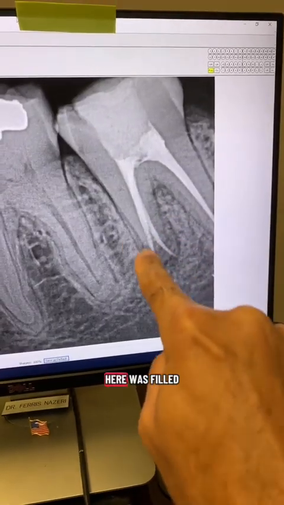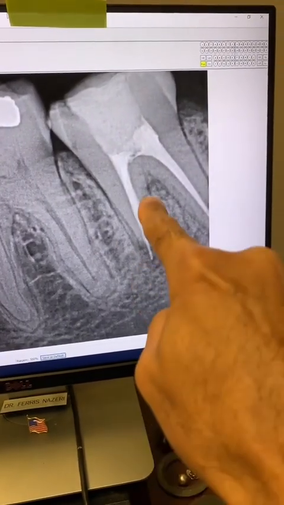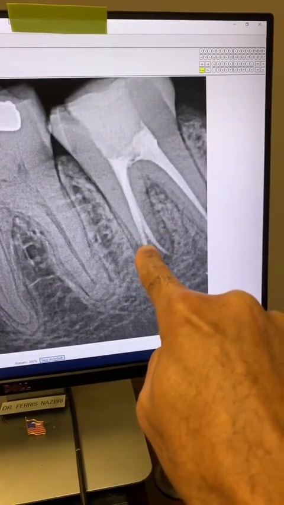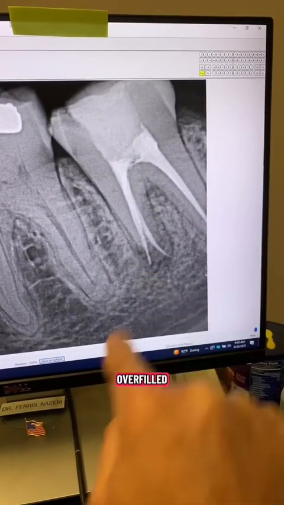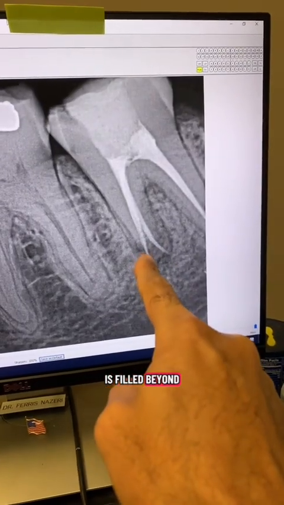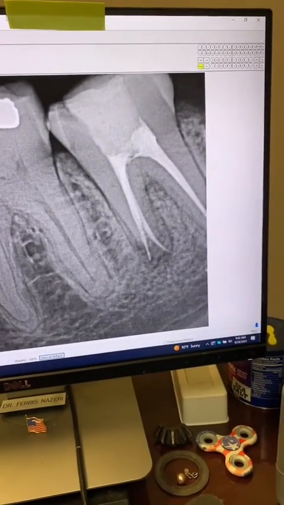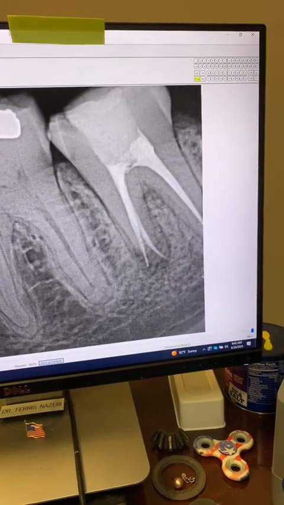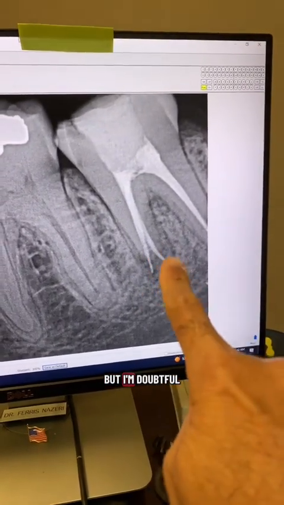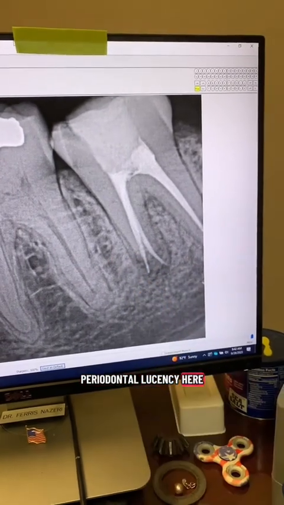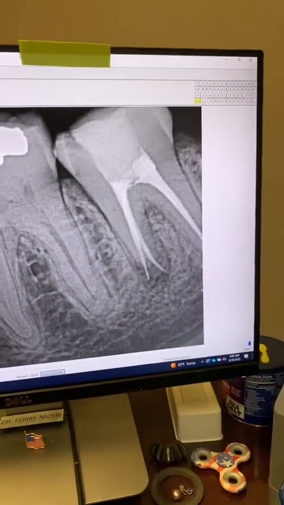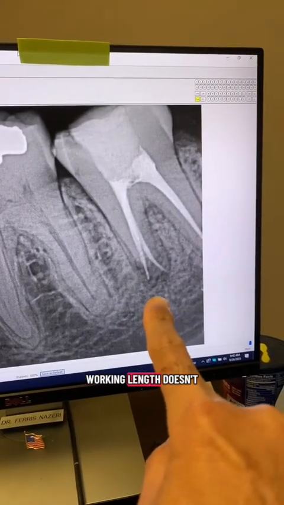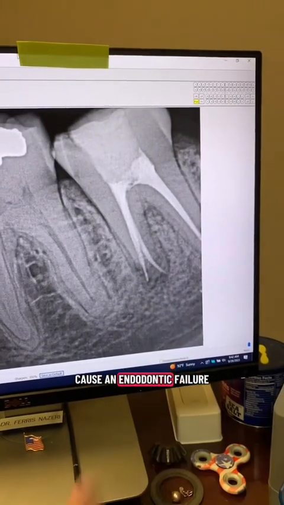So this root here was filled to length. This root here is overfilled. It's filled beyond the working length of the tooth, as you can see. But I'm doubtful that there's a periapical lucency here. I think the mesials are clean. So overfilling, filling beyond the working length, doesn't cause an endodontic failure.